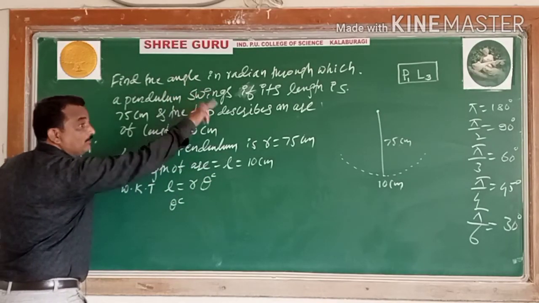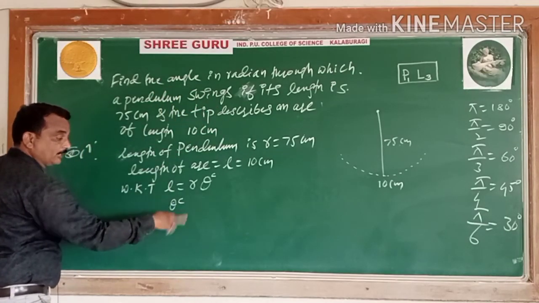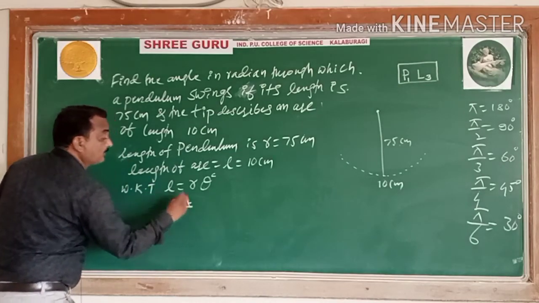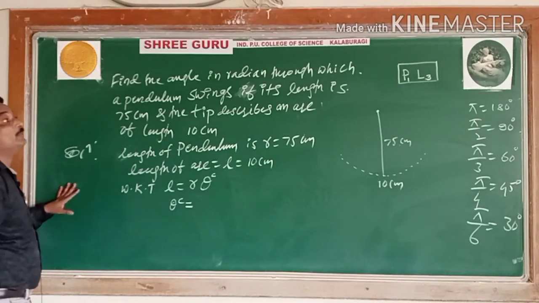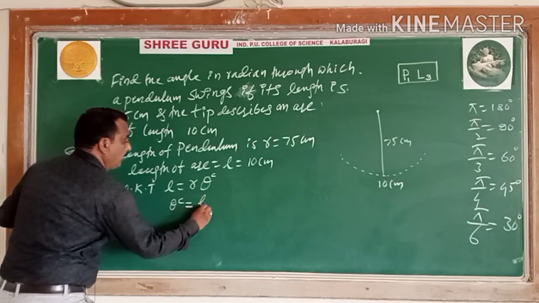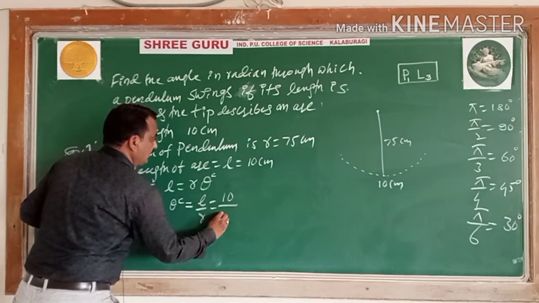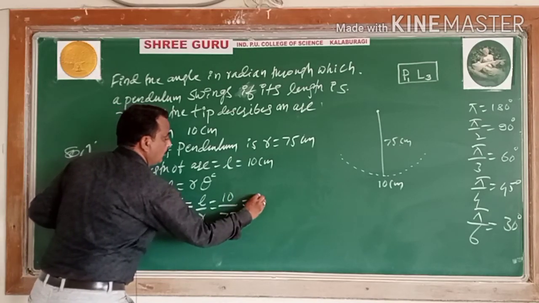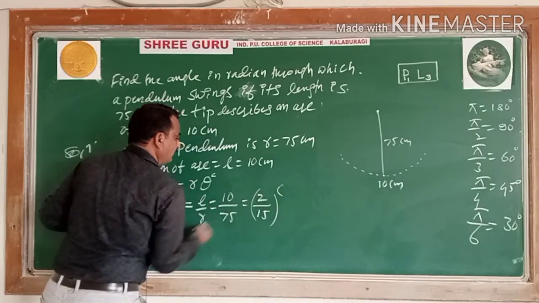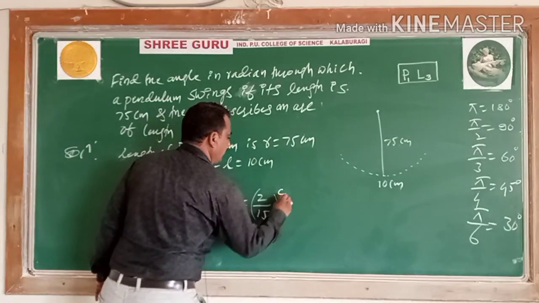In one example you have calculated the angle measure in radian and then converted it to degree measure. Here he asked in terms of radian only. Theta is equal to L by R. L is 10, R is 75 centimeter. Five twos are ten, five fifteens are seventy-five. In terms of radian, it remains as it is: 2 by 15 radian.